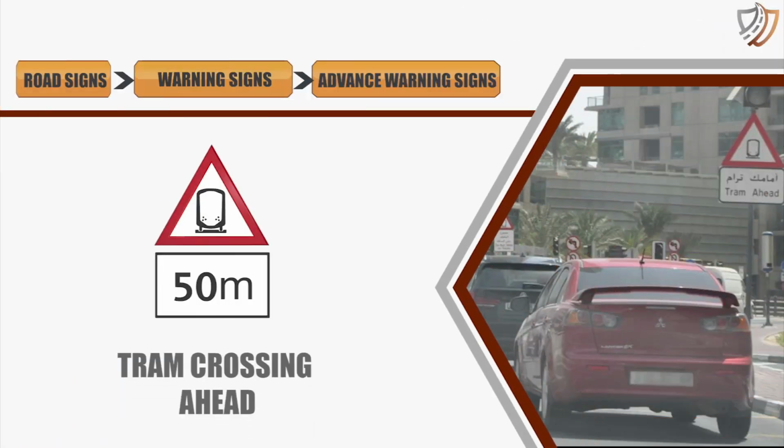Tram crossing ahead. This sign warns the road users that there is a tram route ahead and that trams may cross from right to left or left to right. The qualification plate below the sign indicates further information like tram ahead, or distance to the tram, or do not stop on tracks. This sign is found in the areas where trams are operating.